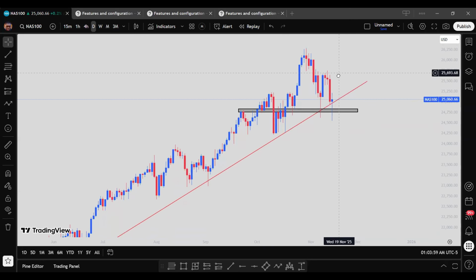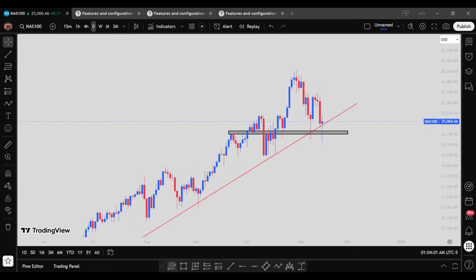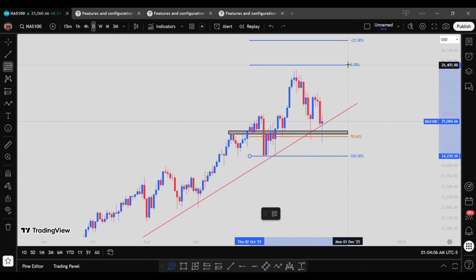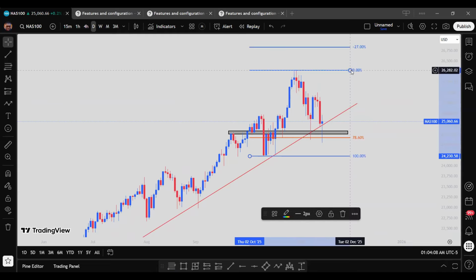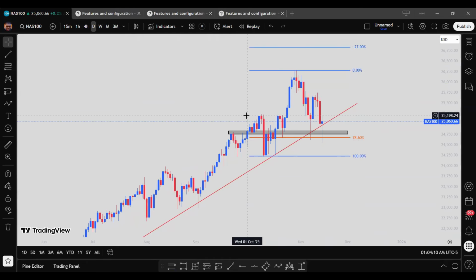Now we have a touch of this trend line, and if I draw my Fibonacci from here, this was still in line with the 70.6 Fibonacci level. So price retraces back into this key level, this trend line, this daily level, and the 70.6 Fibonacci level. So this was a very high probability trade.